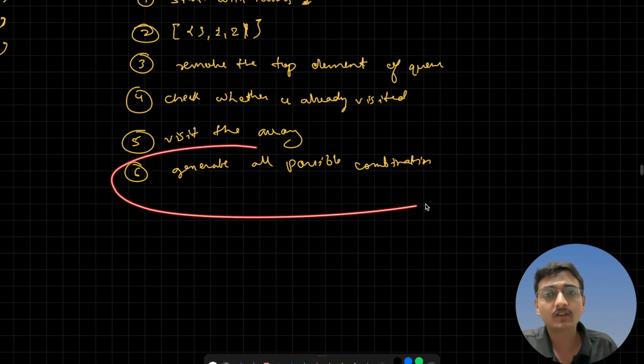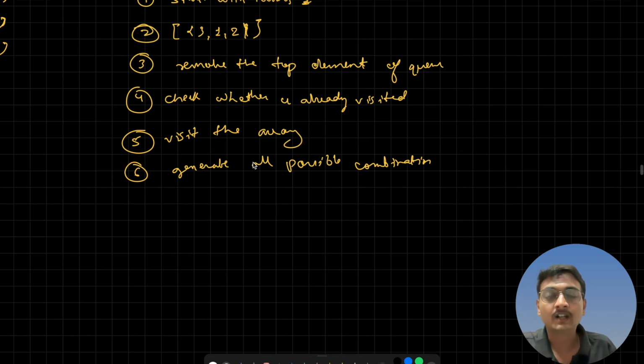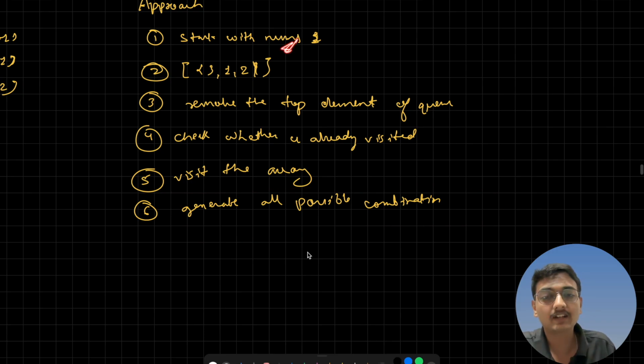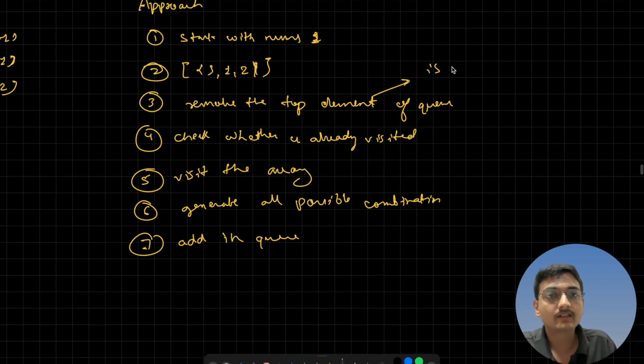After generating all possible combinations, we need to check. We will just enqueue these things and add them in the queue. Whenever we remove the top element, we need to check whether this is equal to nums2. If this is equal to nums2, I can definitely return the count. So how can I keep track of the count?